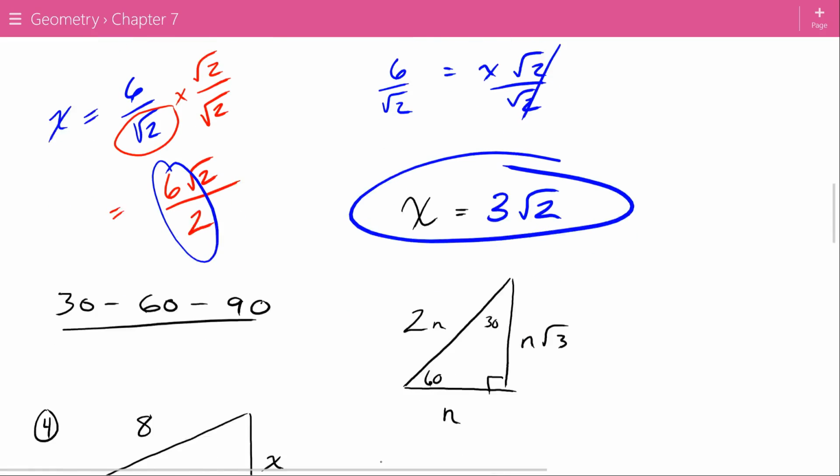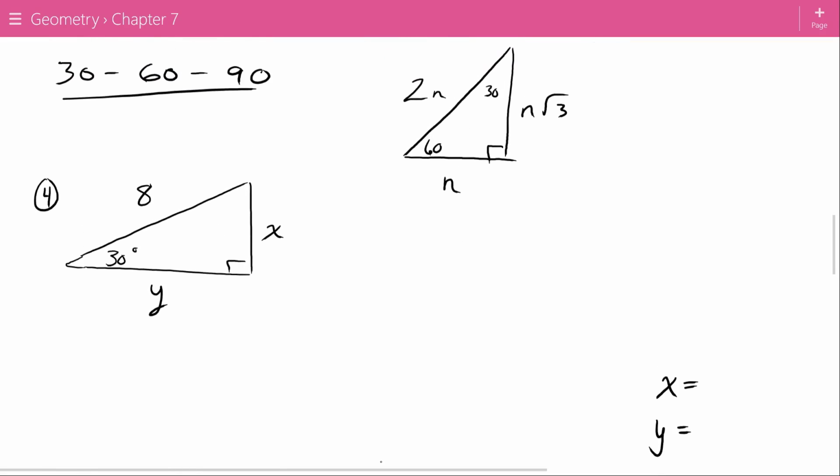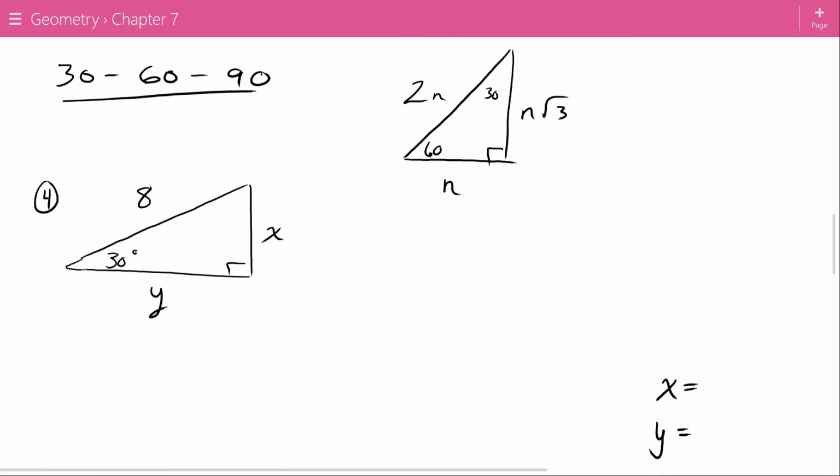Let's go ahead now and look at the 30-60-90s. Again, I wrote out the pattern how you sometimes might see it with the n, n root 3, and 2n. But we're going to go ahead and get rid of that stuff and leave it as a 1, a root 3, and just a regular 2. So 1, root 3, 2.